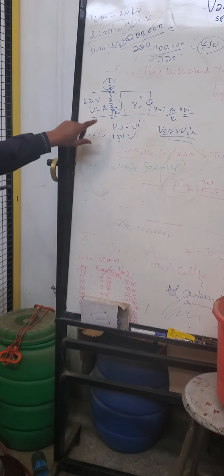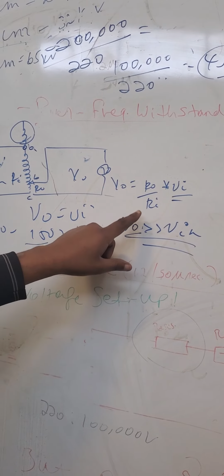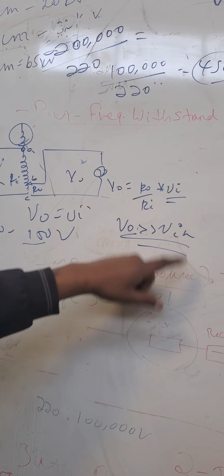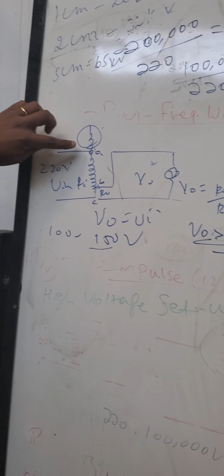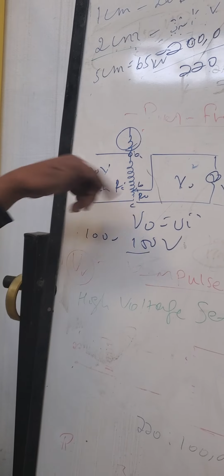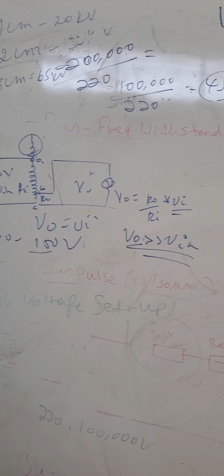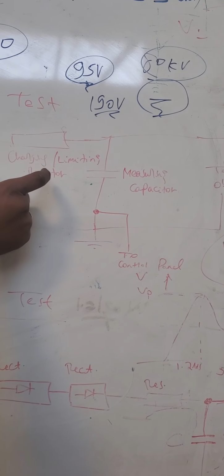is the input voltage, the output voltage. So V output is equal to R output divided by R times V input. Here V output is greater than V input whenever we have what? Additional tap change. So this is power frequency withstand. Here we have capacitor, here we have test object, this is limiting resistance.